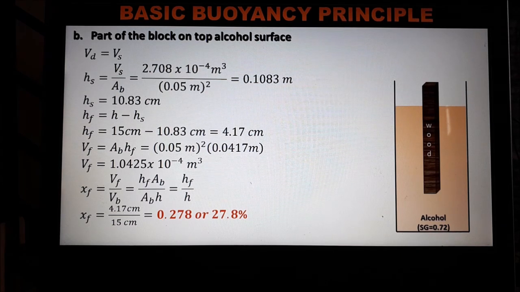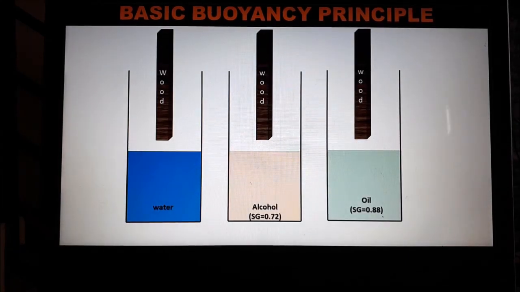So it means that a greater portion of the wood should be submerged in the alcohol, or the wood has to displace a greater amount of alcohol in order to provide a sufficient amount of buoyant force to sustain the weight.